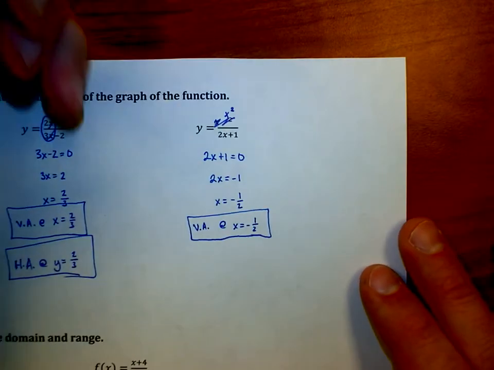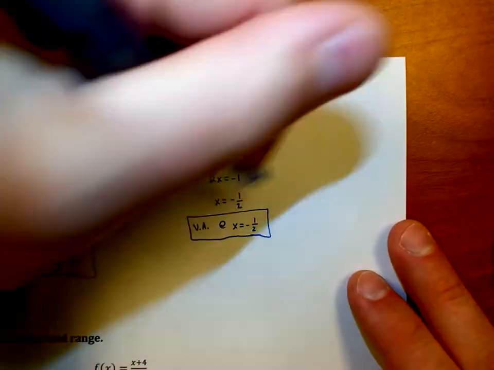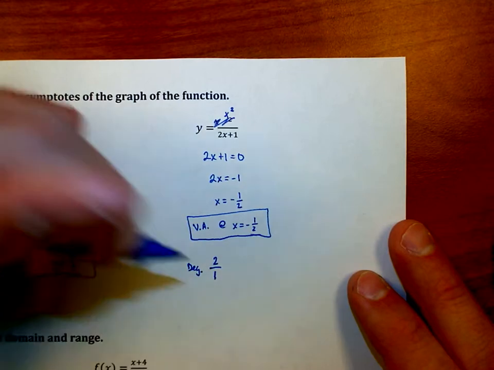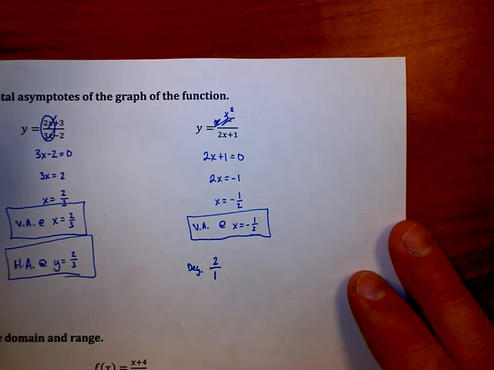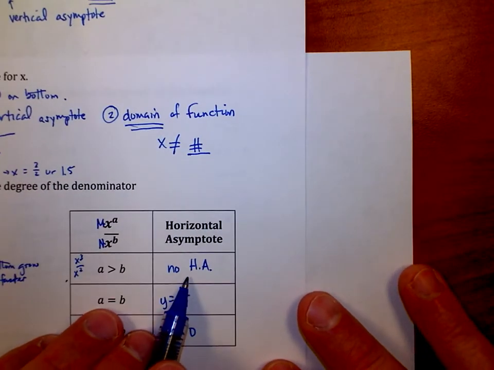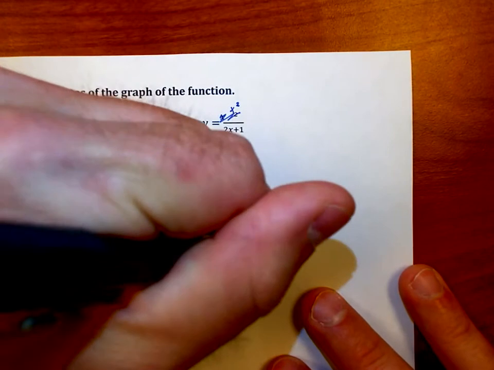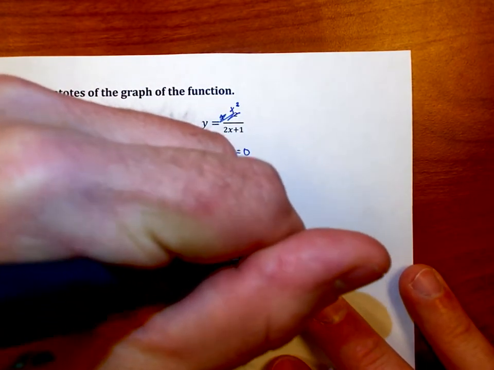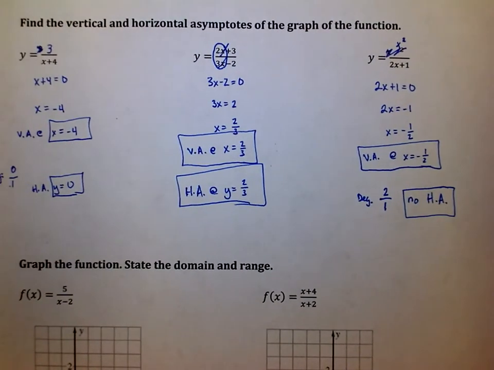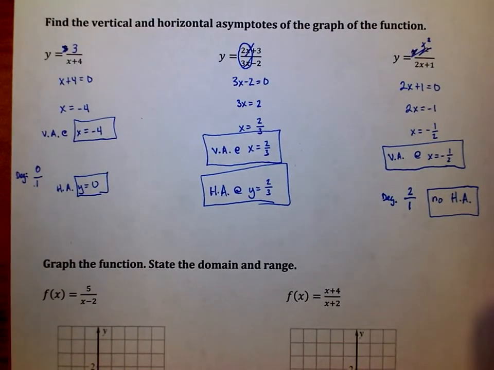And then over here, I have x squared over 2x plus 1. And so if I compare the degrees, I have a square on top and I have a first power on bottom. It's bigger on top than it is on the bottom. And in that situation, we know that it just continues to grow. This thing is going to shoot upward. And so in this case, there is no horizontal asymptote. So hopefully that makes sense. You're just going to need to use that table over and over again until you memorize it.